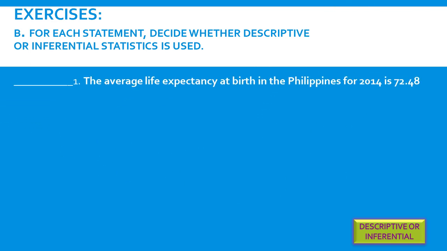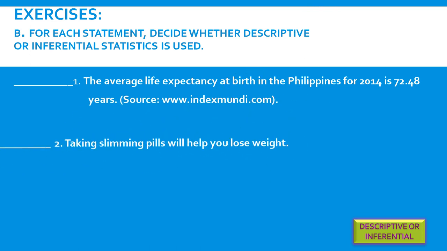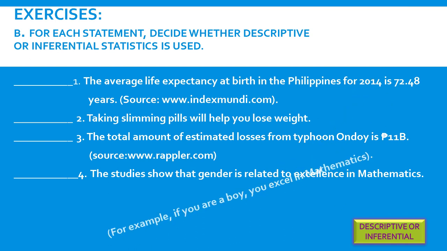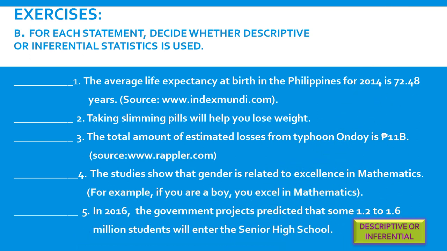So, exercises for each item. Okay, so we have 5 items. You may answer if it is descriptive or inferential. So, you may write letter D for descriptive or letter I if it is inferential.